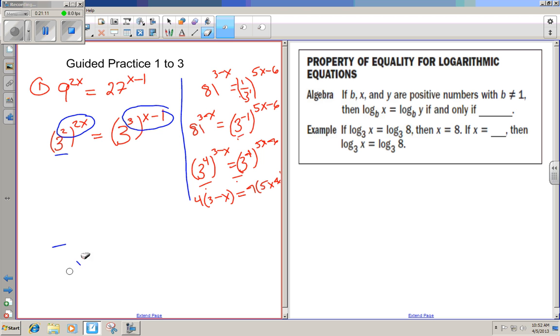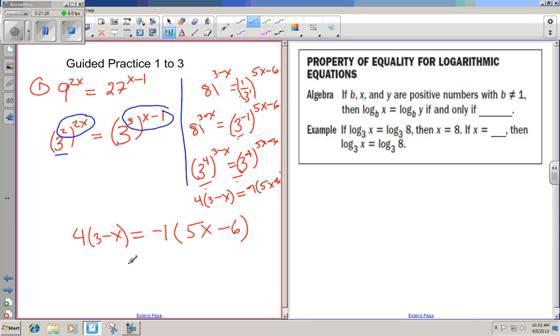All right, so what we have here is, let me rewrite this now. 4 times (3 minus x) equals negative 1 times (5x minus 6). I'm going to let you solve this the rest of the way, but you should end up with x equals negative 6. If you don't get this, you should come in to ask what mistakes you made and how you didn't come up with the right answer.